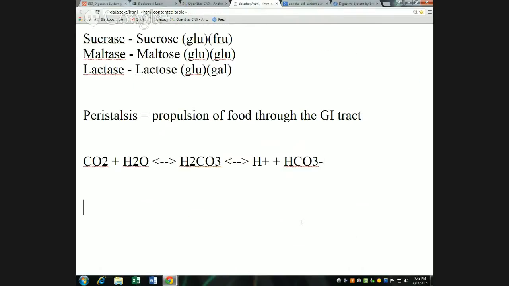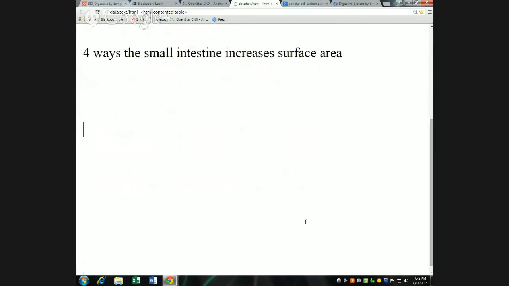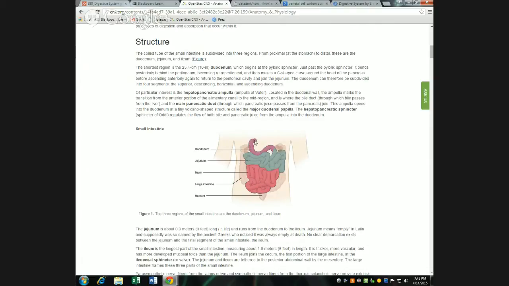And there's sort of 4 ways the small intestine increases surface area. The first thing is that the length of the small intestine makes a big difference. So let me go to this picture here real quick. This is showing the entirety of the small intestine. Here's where it comes off of the stomach, and here's where it attaches to the large intestine. So this is the beginning and this is the end.